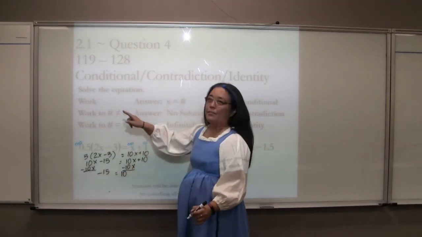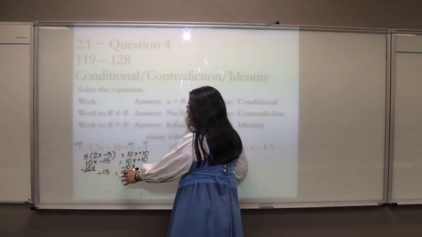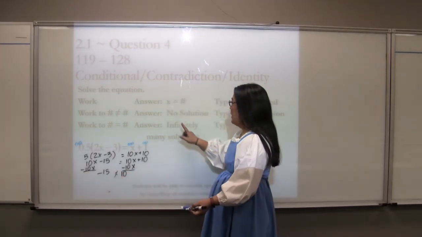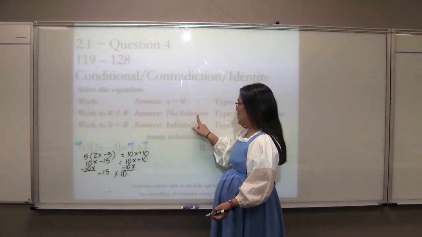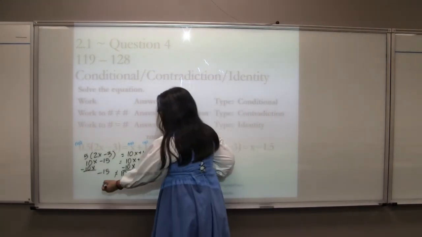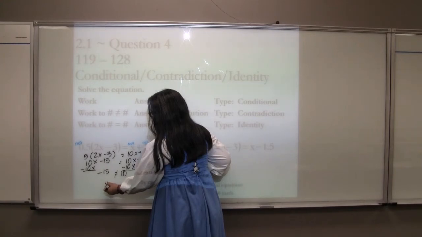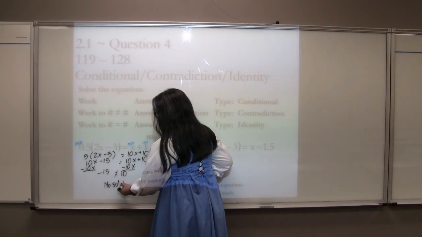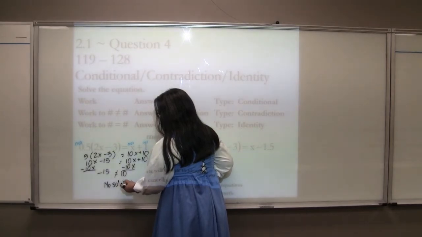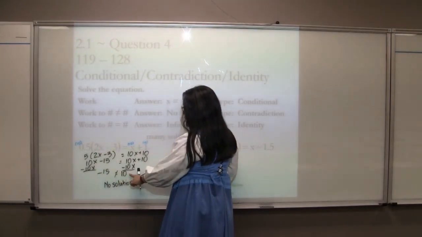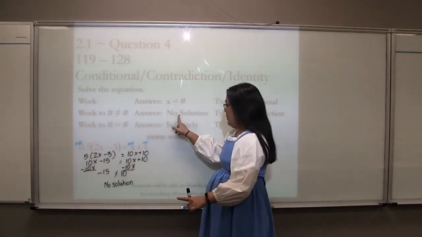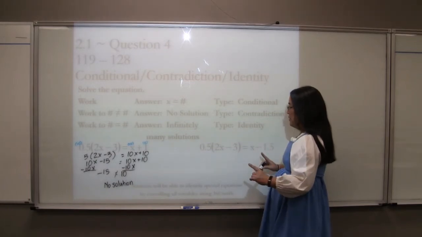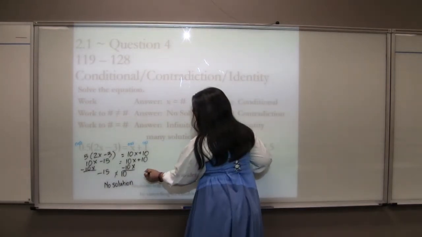Hey, we noticed that negative 15 does not equal 10. You may leave it as an equal sign. You may put a slash through. I am okay with either one. Then you will have to write the answer, no solution, because there is no number that you can plug in that will make the left side equal to the right side. So we have the work to number equals number, or not equal number. The actual answer is no solution, and then the type, we're going to have you circle it, is going to be, this is a contradiction.